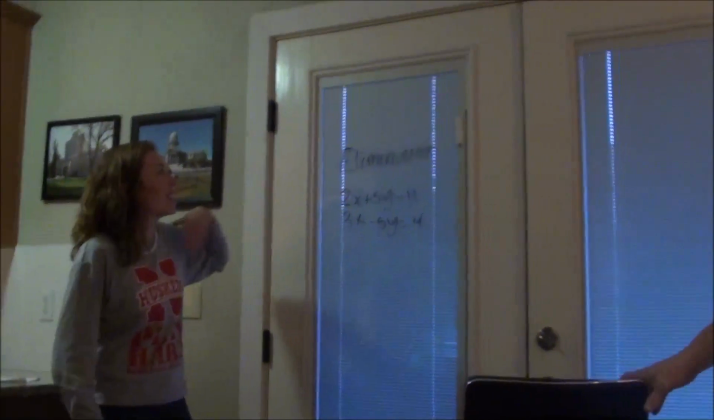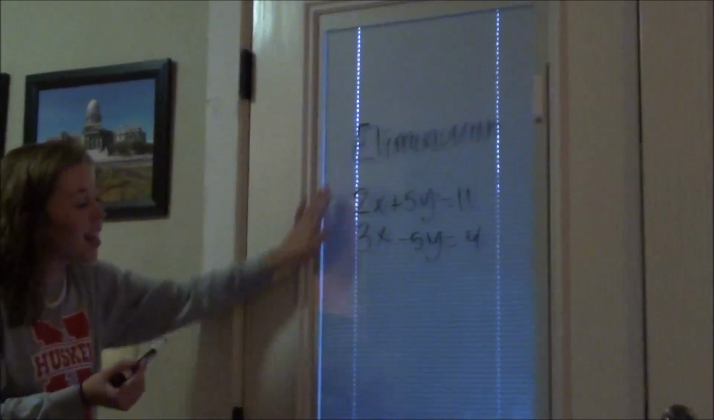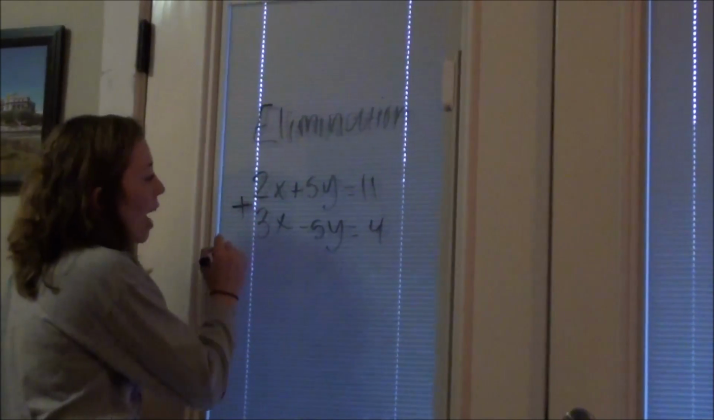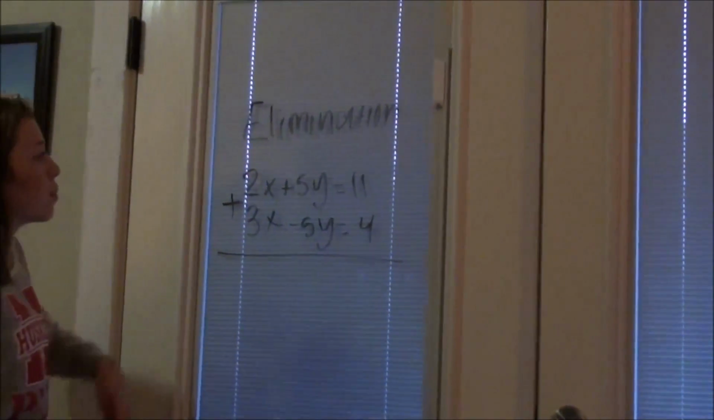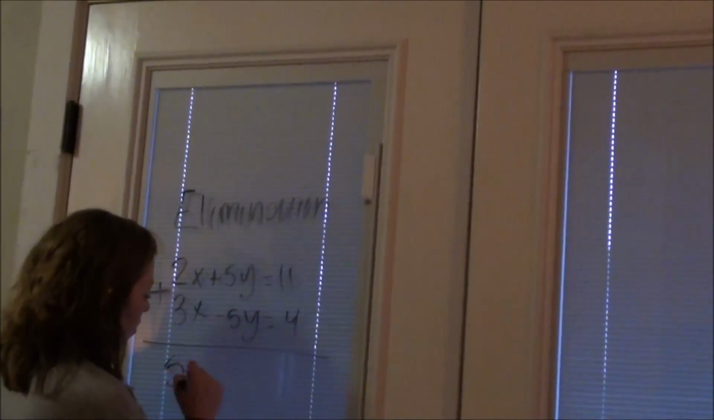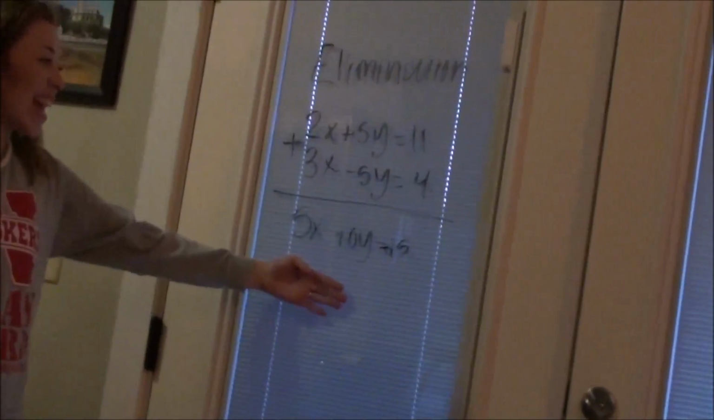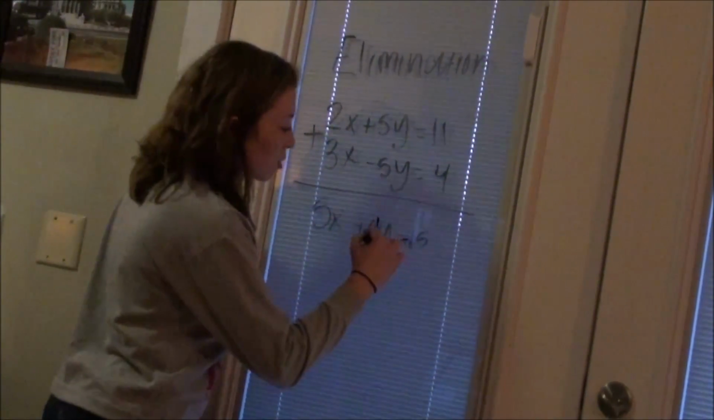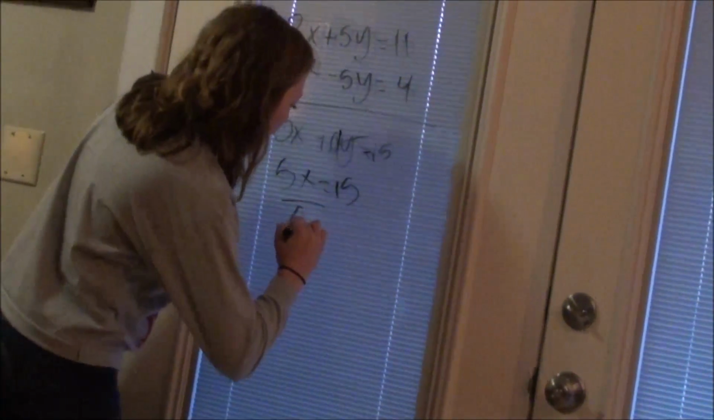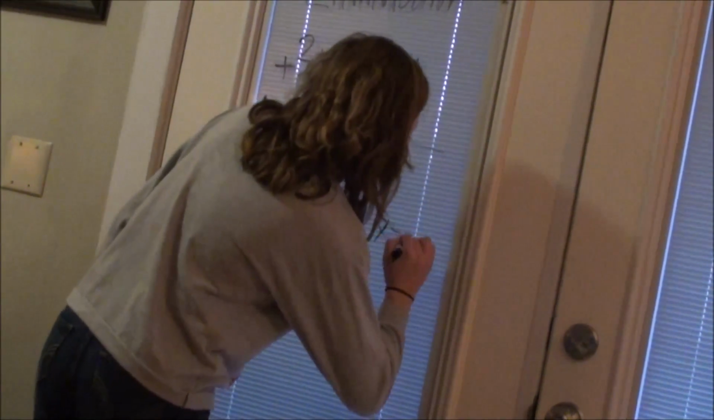Okay, so we're solving systems of equations with elimination. So first you need to get a variable by itself. So to do that you have to add these two equations. And you have to make sure whichever variable you're eliminating is the opposite. So when you add them, they cancel out. So this is 0y, so you can just cross that out, and then you get 5x equals 15, and you just divide by 5, and x equals 3.